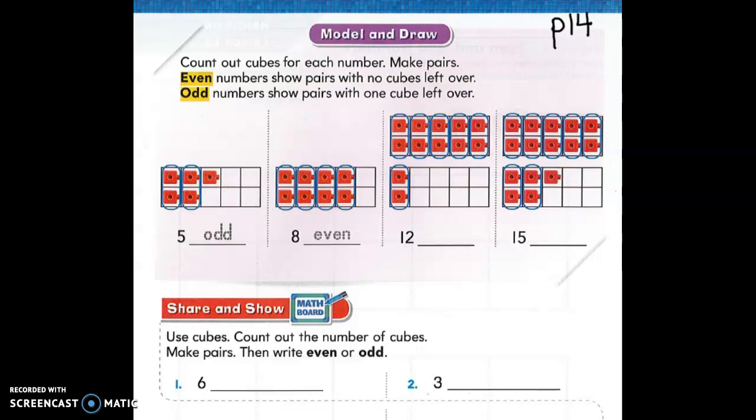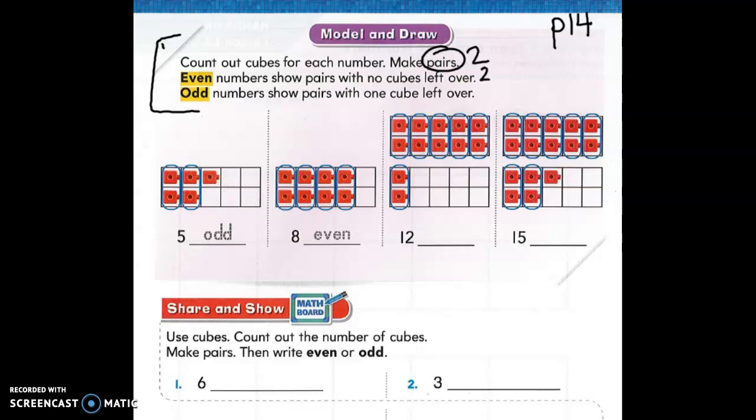But your page looks like this. Even and odd numbers. We talk about these a lot when we do morning meeting. When we're finding even and odd numbers, it says here, count out cubes for each number. Make pairs. So a pair is when there are two. Two are in a pair. Even numbers show pairs with no cubes left over. Odd numbers show pairs with one cube left over.